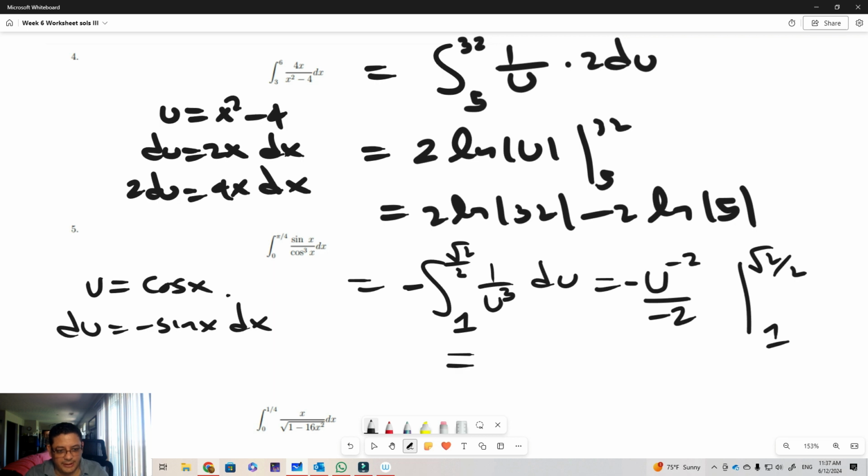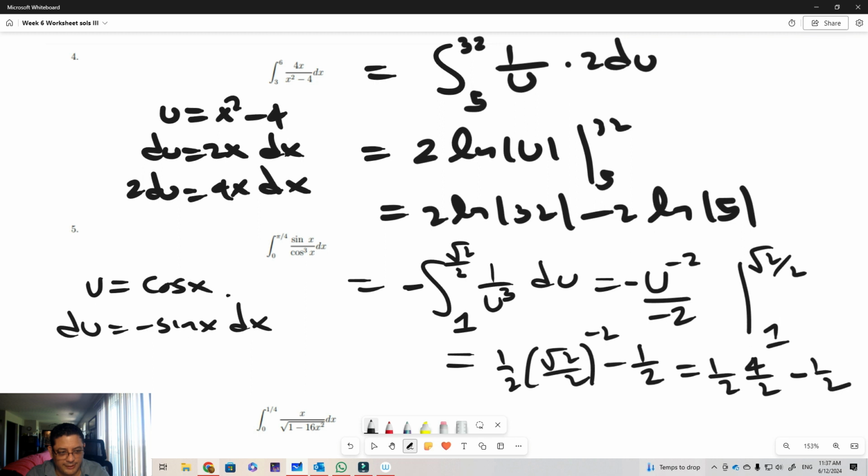And so simplifying this is just 1/2 of square root of 2 over 2 to the power of minus 2, minus, and then the 1 here will be 1/2, and that'll be the end result for this. If you want to simplify it, you can do so as well. This is just pretty much powering everything to the 2 and flipping it around. So this will be 1/2, and this will be 4 divided by 2 minus 1/2.